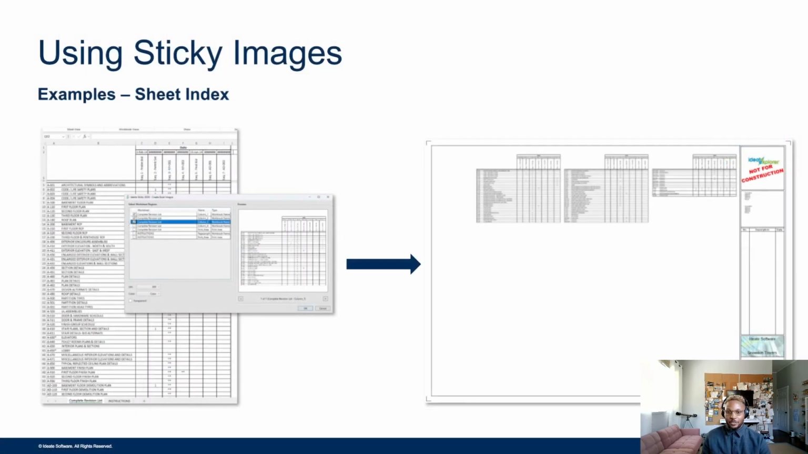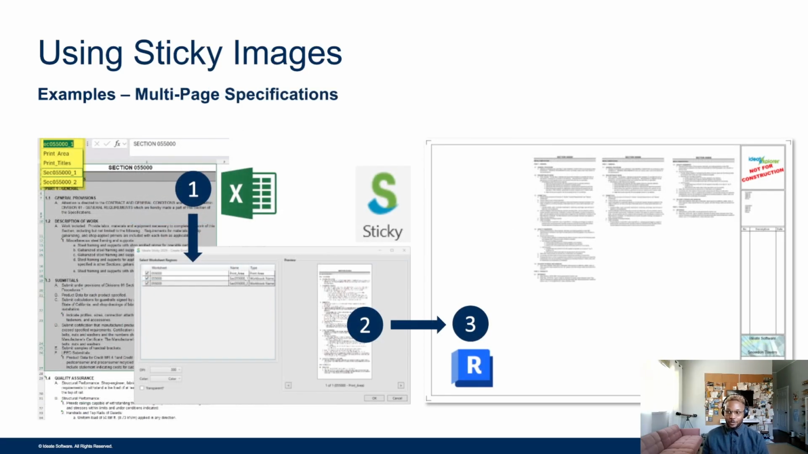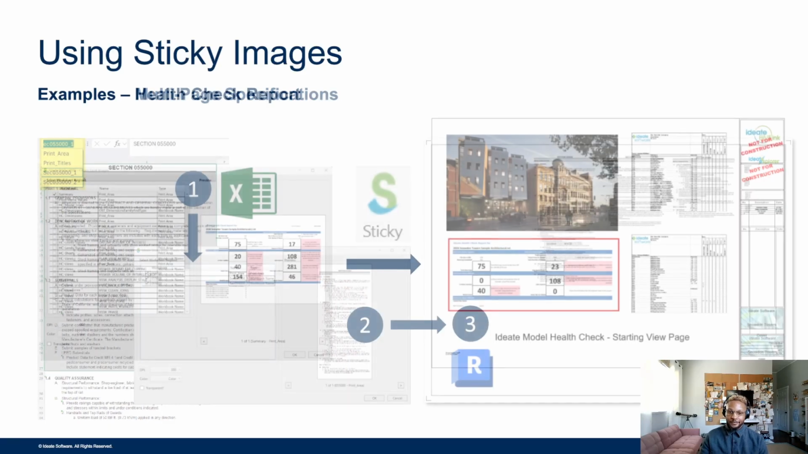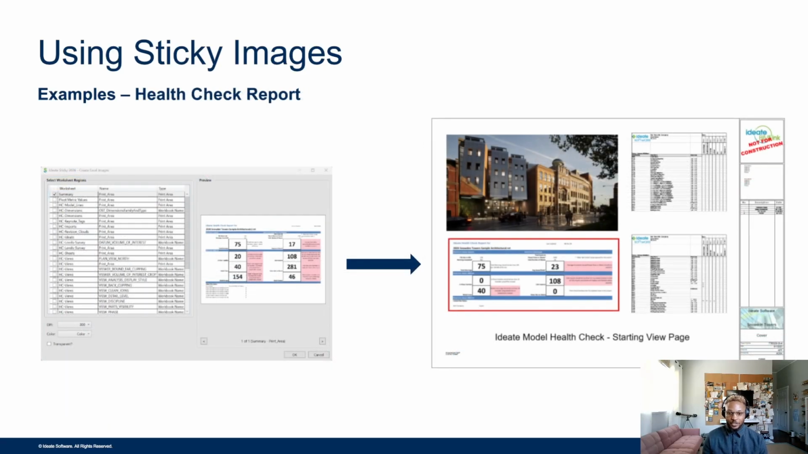All right, some other examples include using Sticky images to leverage Excel for document sheet records made in multiple worksheets, and then they're imported into a Revit sheet. Other ways would include multi-page specifications. It does the same thing as it does for Sheet Index, where you can specify which worksheets to bring and import into Revit. You also have the ability to combine Sticky with other Ideate tools, such as Explorer, to regularly generate health reports and then keep them updated and visualized in a model starting page view.